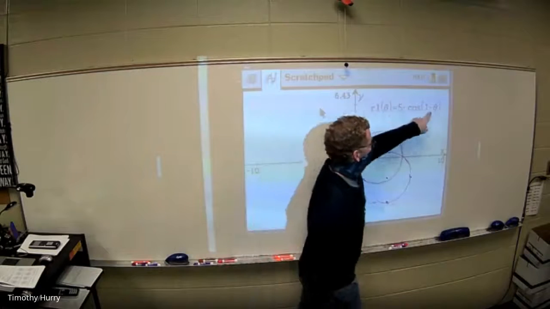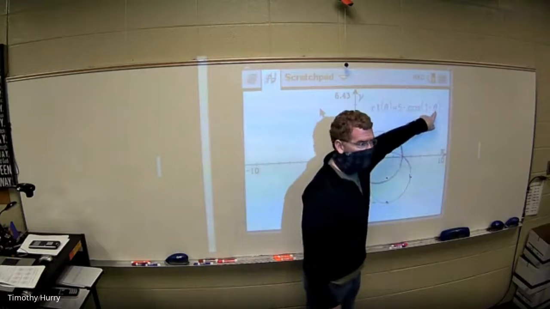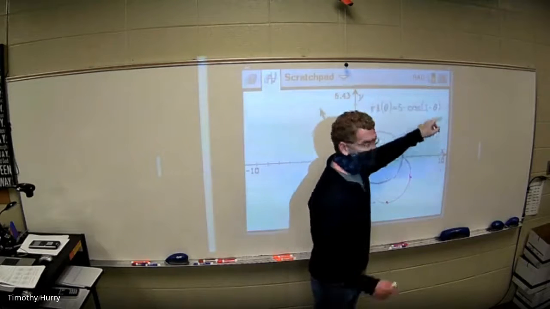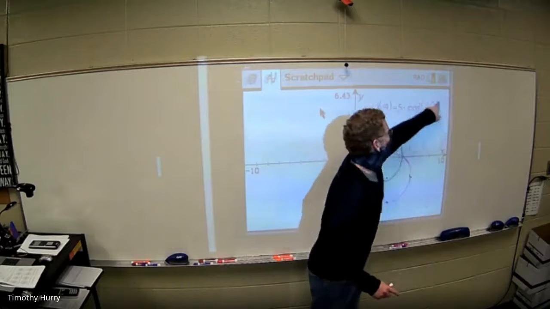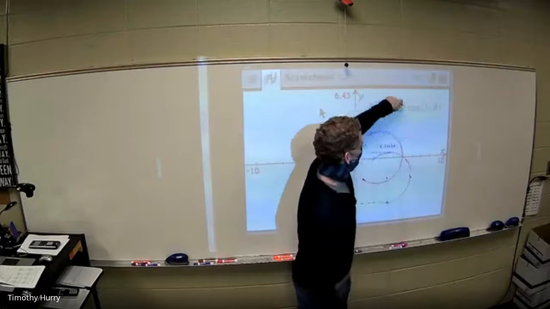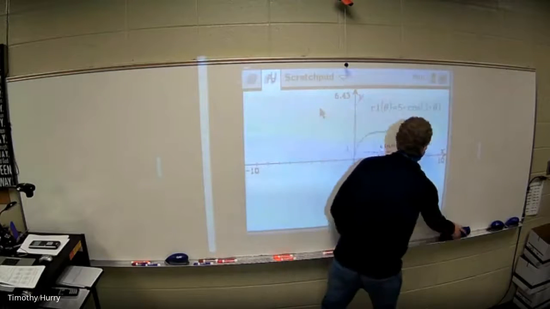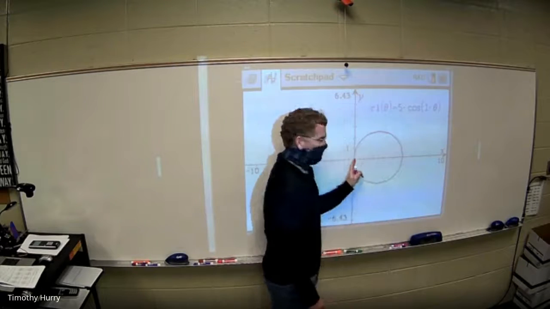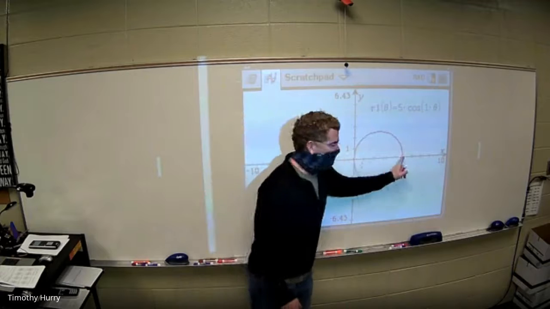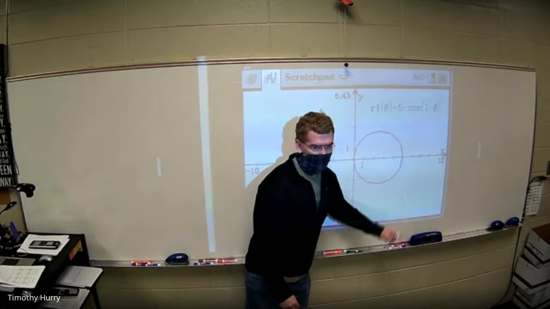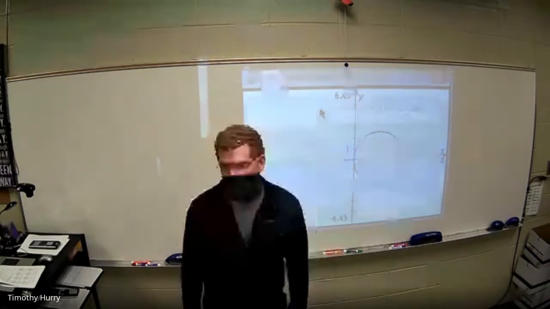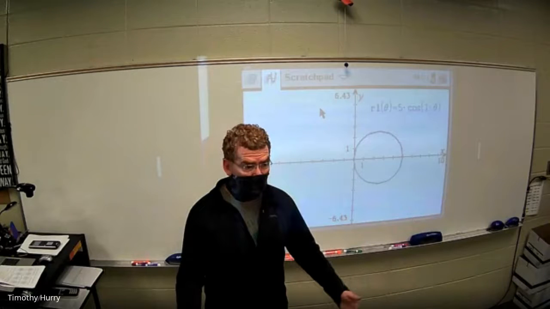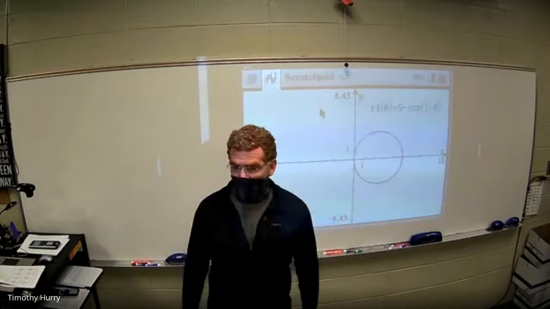So at 0 degrees or 0 radians, the biggest r value I can possibly get is when cosine is equal to 1. And cosine of 0 is 1, and 1 times 5 is 5. So sure enough, 5 to the right, 1, 2, 3, 4, 5 is as far away from the pole as I can possibly get. So I mark r at 0. Yeah, of course it can be 0. Why? Because cosine can be 0. When is cosine of theta 0?